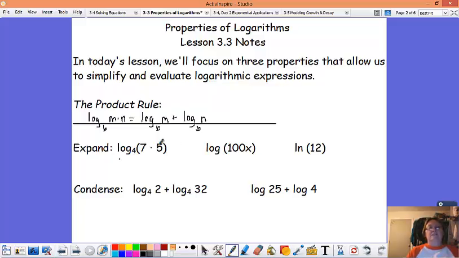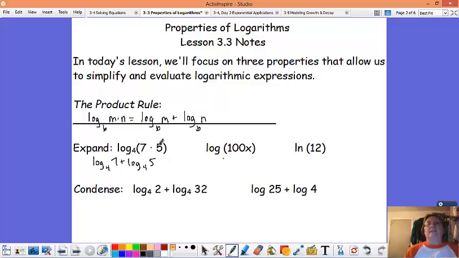What I'd like to have you do is use that a few times. That is, we want you to expand log base 4 of 7 times 5, which is a product. So according to that rule, the log base 4 of 7 times 5 is the same thing as the log base 4 of 7 plus the log base 4 of 5. What started out as multiplication breaks out or expands into addition.